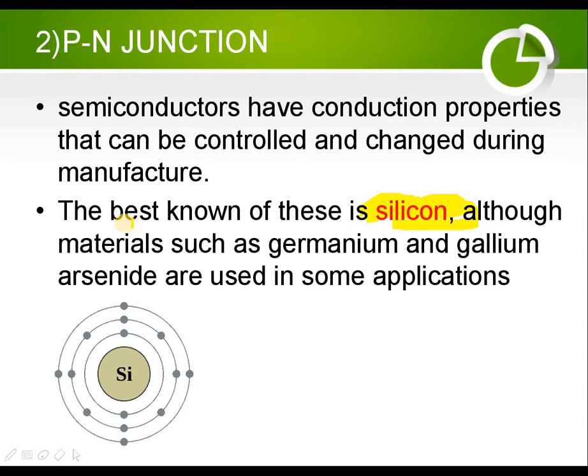Here the important thing is that although other materials such as germanium and gallium arsenide are available, they are used rarely. Germanium is used, but in rare cases. The most important is silicon. Germanium also has 4 electrons in the valence shell, but you can see silicon's is the third shell, while in germanium's case it's the 4th shell. Why germanium is not as widely used as silicon is another discussion. I had also discussed it in the diode and applications series. You can also search for it.